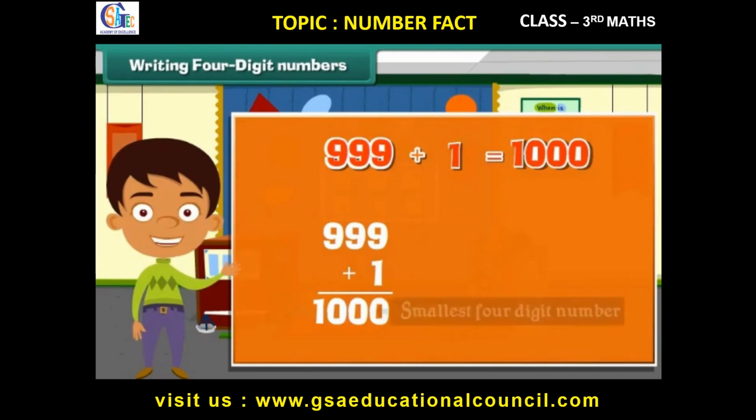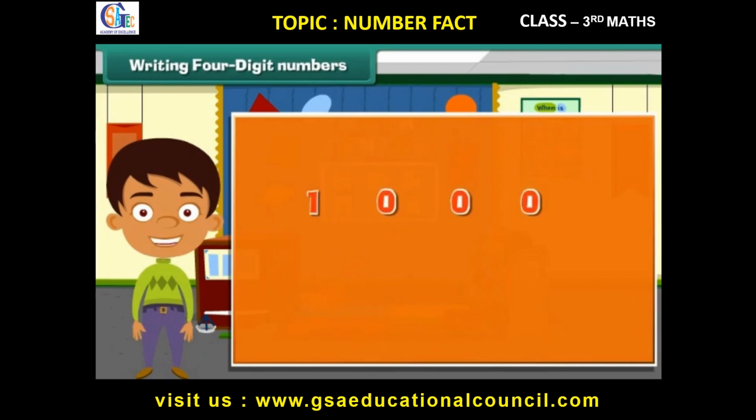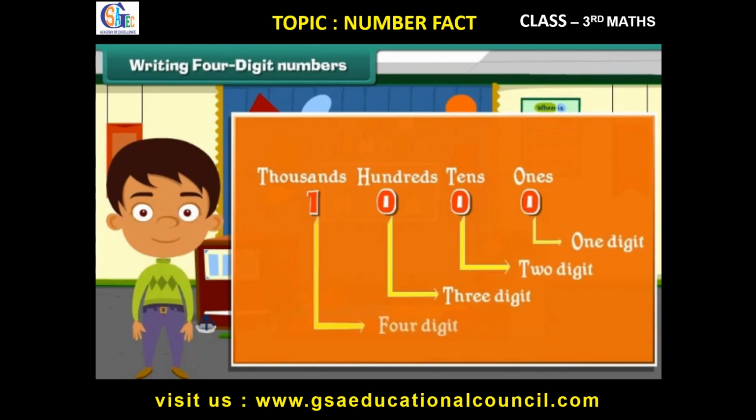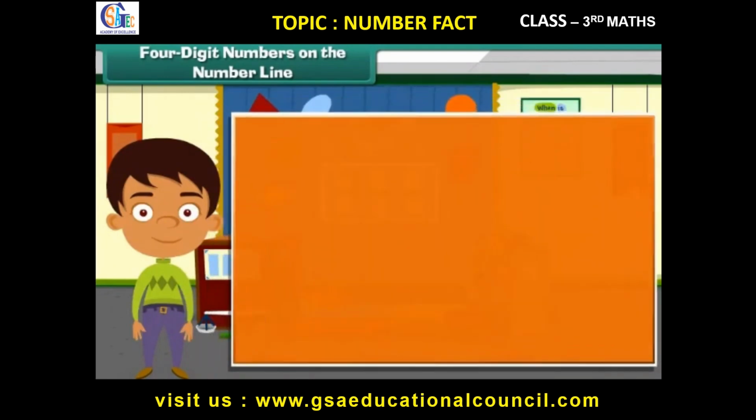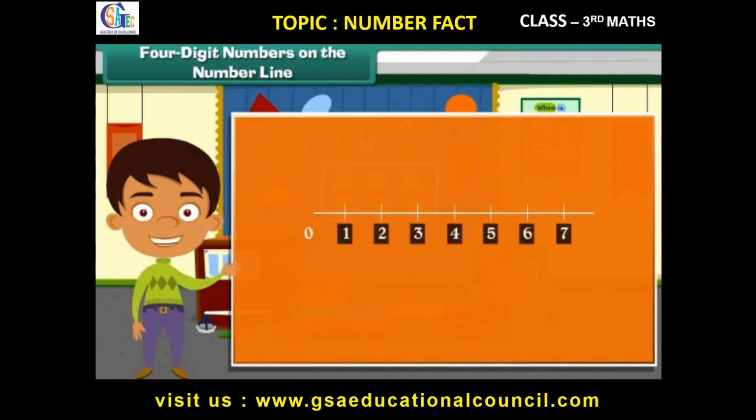1,000 is the smallest four-digit number. A four-digit number has four places. Starting from the extreme right, there are ones, tens, hundreds, and thousands. Four-digit numbers on the number line. A number line is a line used to represent numbers. A number line has equally spaced divisions. The smaller numbers are placed nearer to 0 than larger numbers.